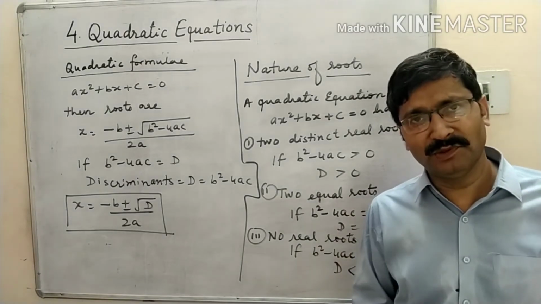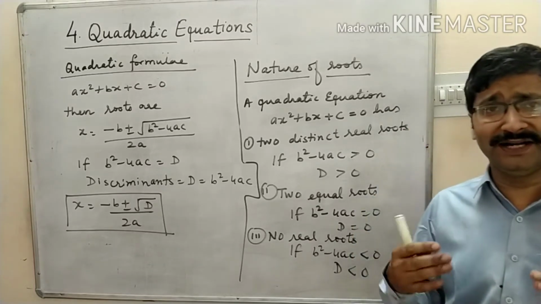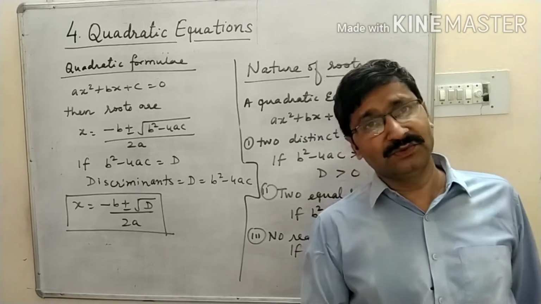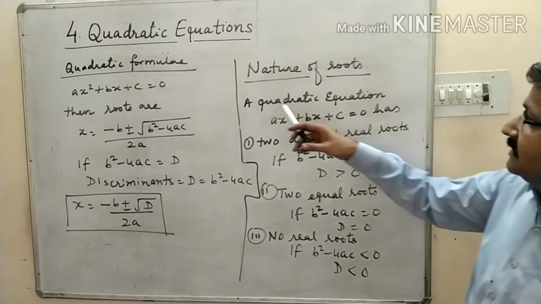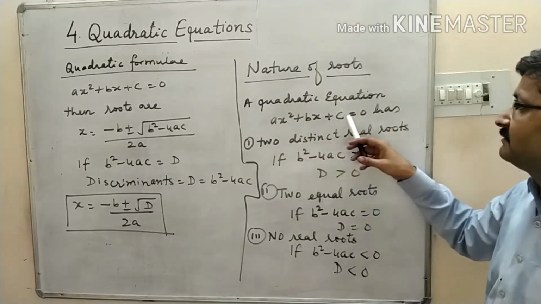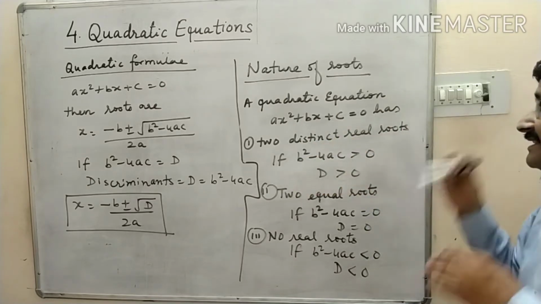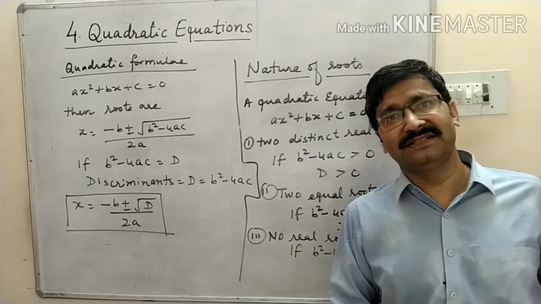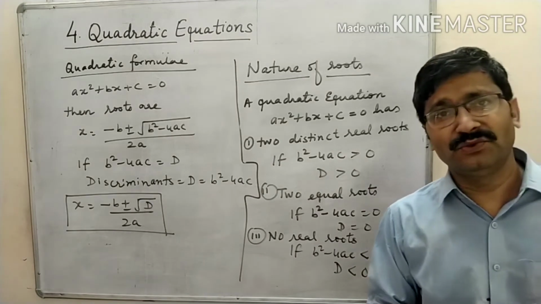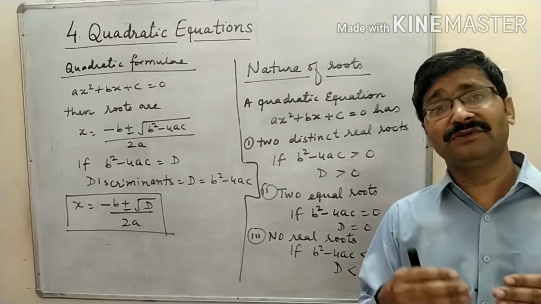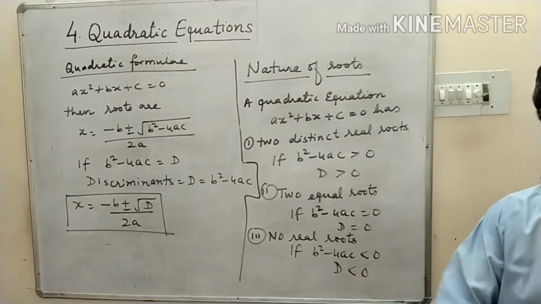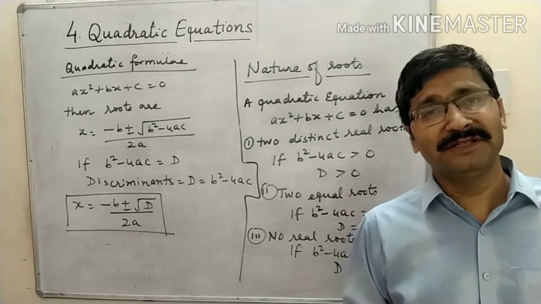This is a very simple formula, and by the discriminant, without finding the roots, you can find the nature of the roots, that is, which type of roots you will get. So look here, this is a very interesting thing. Nature of roots: a quadratic equation ax square plus bx plus c equal to 0 has two distinct real roots. Distinct means different real roots. When we get two distinct roots, then b square minus 4ac is greater than 0, meaning positive, and we can say D is greater than 0, meaning the discriminant is greater than 0.